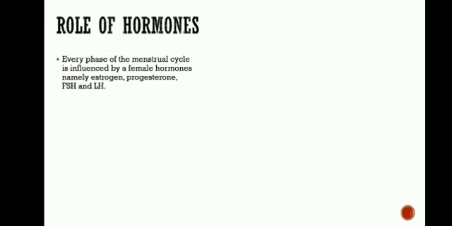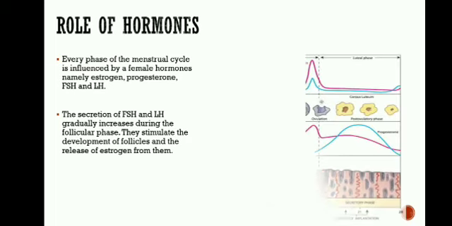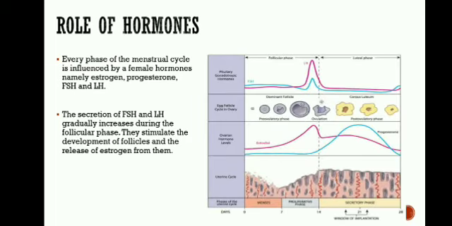Now, roles of hormones. Every phase of the menstrual cycle is influenced by a female hormone, namely estrogen, progesterone, FSH, and LH. The secretion of FSH and LH gradually increases during the follicular phase. They stimulate the development of follicles and the release of estrogen from them. As you can see in the upper graph, the level of LH and FSH peaks in the middle of the cycle. The LH induces the ovulation.